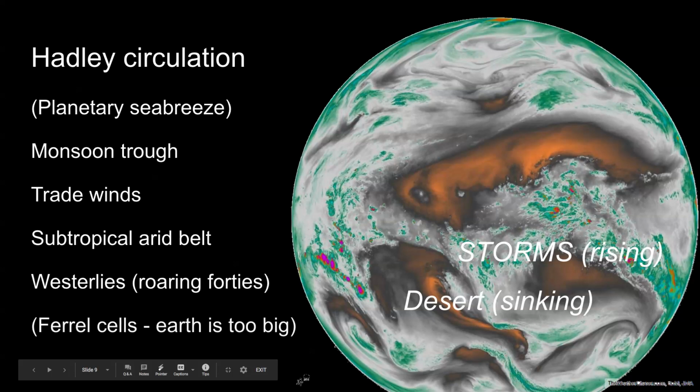And because the Earth is too big to just have one Ferrel cell, you've got a few more similar circulations which aren't as well defined. They're called Ferrel cells.